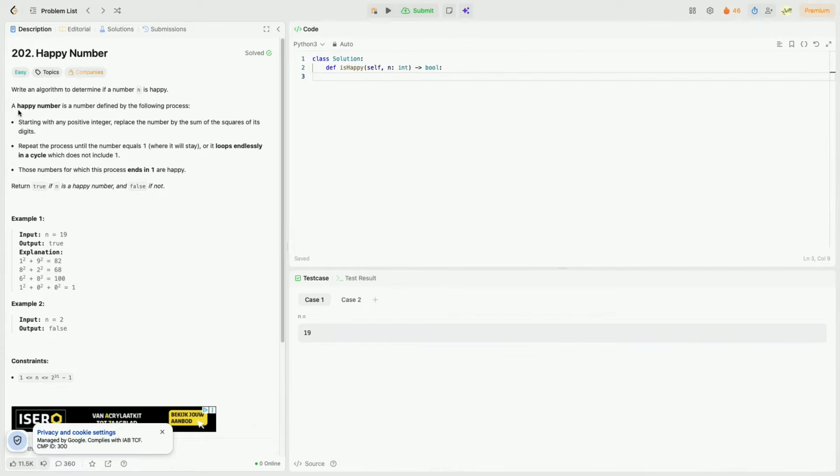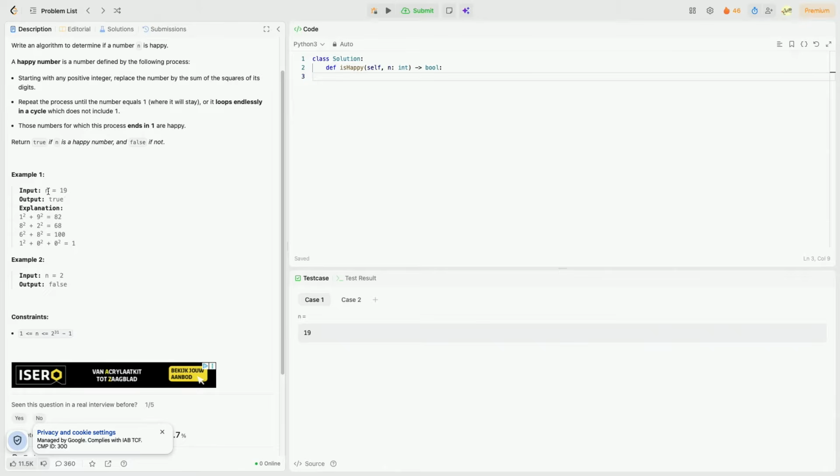A number is happy as defined by the following process. Starting with any positive integer, replace the number by the sum of the squares of its digits. Repeat the process until the number equals 1, where it will stay, or it loops endlessly in a cycle which does not include 1. Those numbers for which the process ends in 1 are happy. Return true if n is a happy number and false if not.